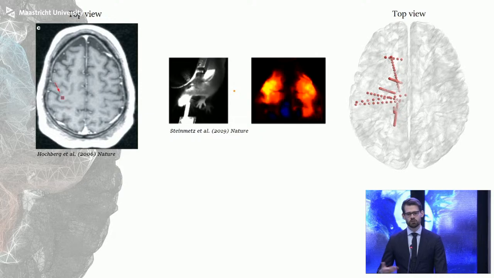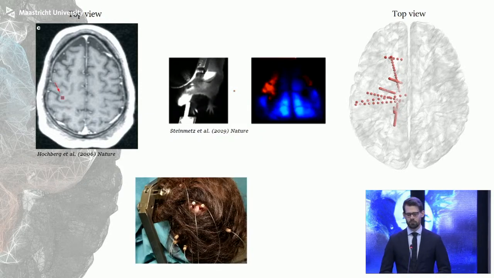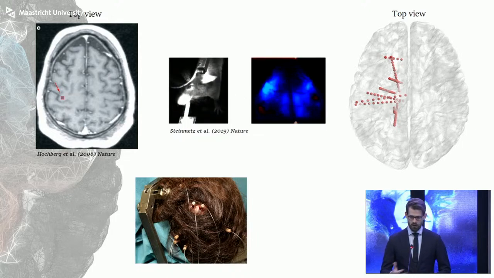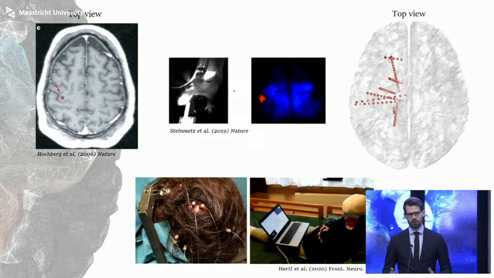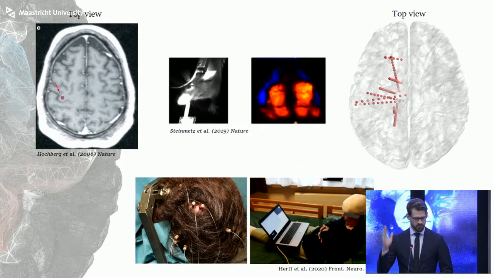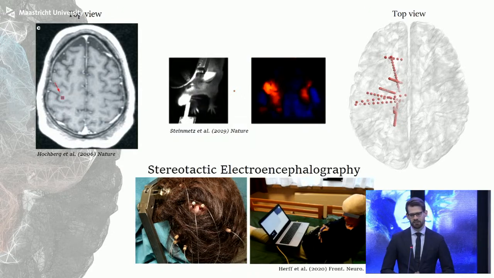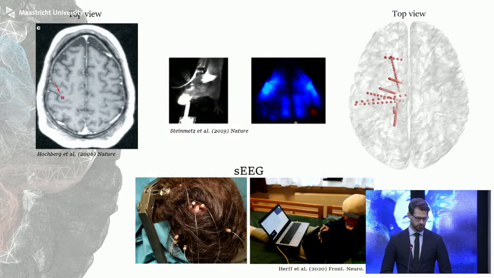These are used for the treatment of epilepsy patients. They suffer from medication-resistant epilepsy, and the electrodes are implanted via small burr holes in the brain. After implantation, they go to a monitoring center where they're monitored for 2 to 3 weeks. In that time, I come by to do my experiments, and this is one of our participants doing one of our experiments. These electrodes are called stereotactic electroencephalography, but we will just call it SEEG for short.